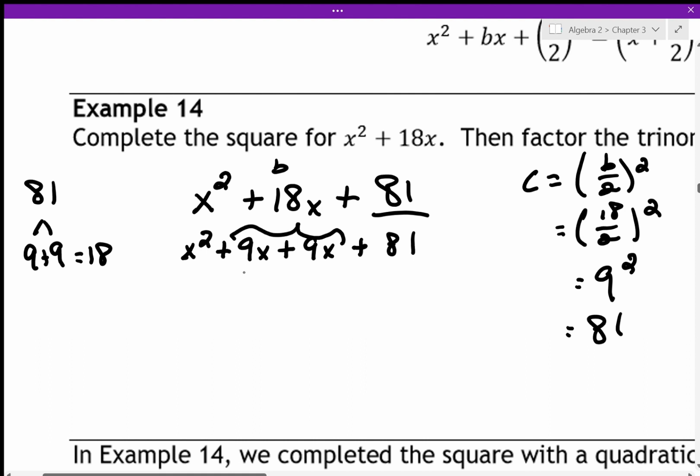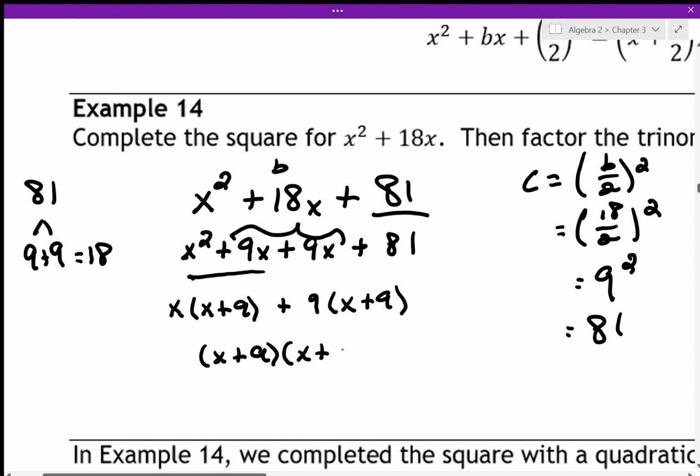So now I'm going to look at the beginning two. I can pull out an x, and I'm left with x plus 9. And then the last two, I can pull out a 9, and I'm left with x plus 9. Now they factor to be x plus 9 times x plus 9, which is x plus 9 squared.